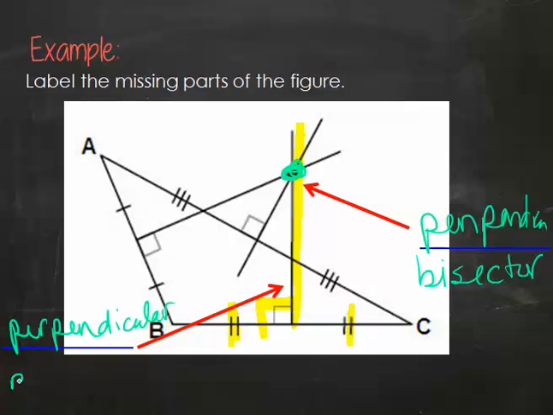Too bad we aren't in class. Y'all could correct me. That would be great. Perpendicular bisector is right there.